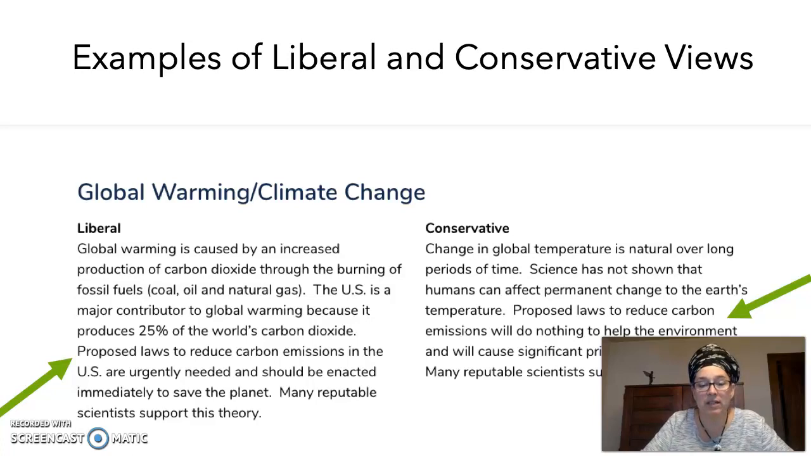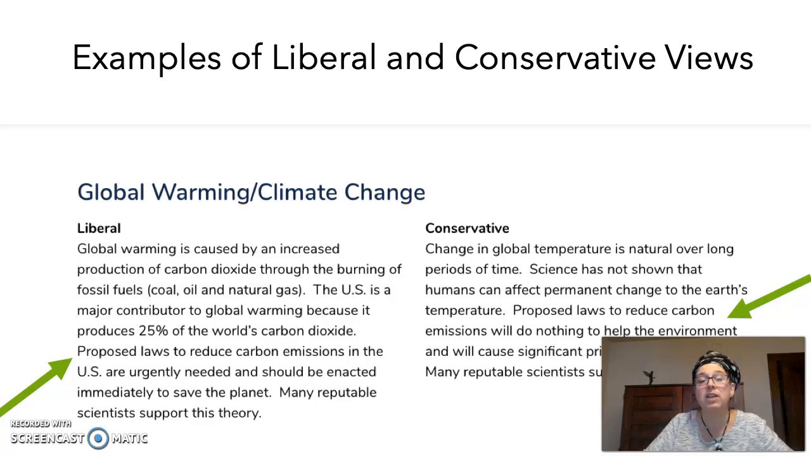So the next one is global warming and climate change. I'm going to try to speed through this because we're trying to keep this under 10 minutes. So for global warming and climate change, a liberal believes that global warming is caused by an increased production of carbon dioxide through the burning of fossil fuels. We learned earlier in Human Geo about fossil fuels. That's oil, that's natural gas, and that's coal.